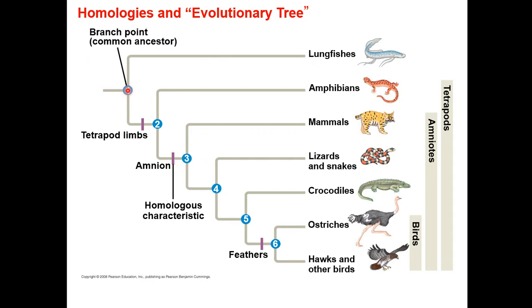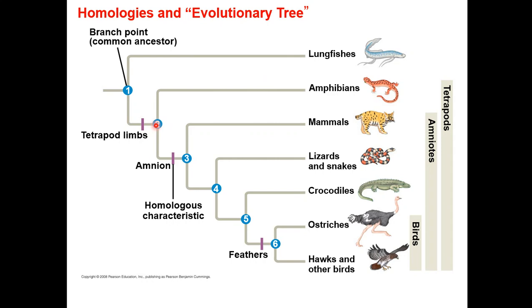For example, itong number two, common ancestor ng lahat ng to, the rest except lungfishes, is that merong presence of tetrapod limbs, meaning apat na limbs. Nagkaroon sila ng tetrapod limbs, except for lungfishes. So, ito yung kanilang common ancestor. Yung number two is the common ancestor of all the organisms present in the taxa except for lungfishes.